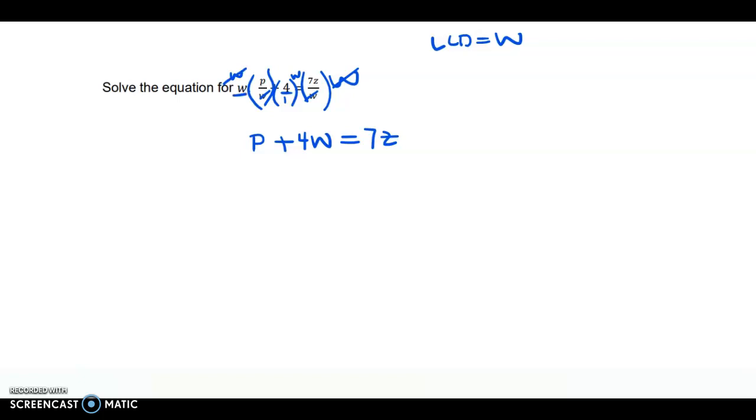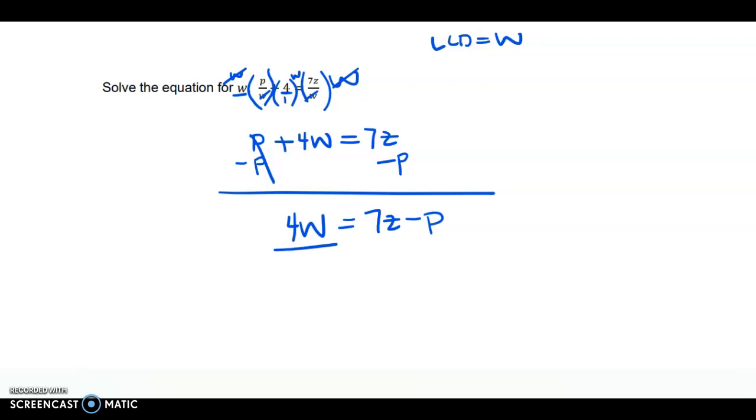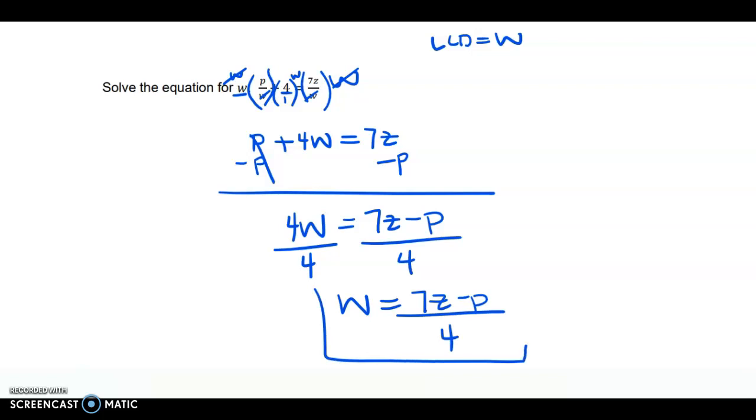Okay, again, we're solving for w, and so we need to isolate that term. So we'll minus the p on each side. We get 4w equals 7z minus p. Divide by 4, we want to completely isolate that w, so w equals 7z minus p all over 4. And that's our final answer.